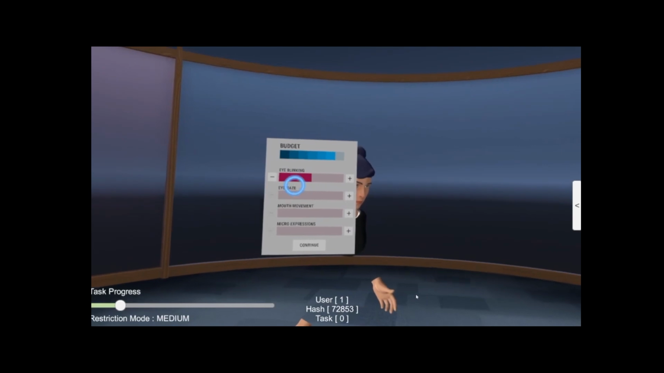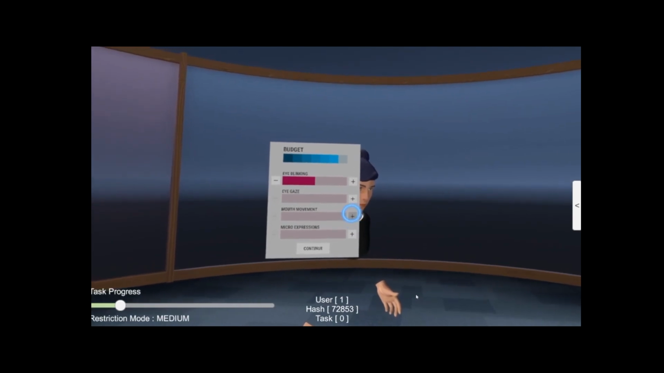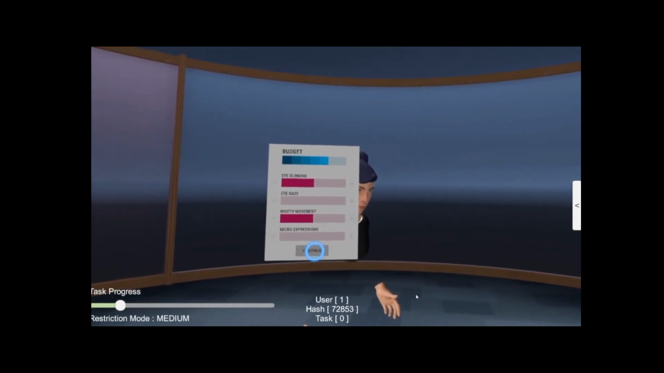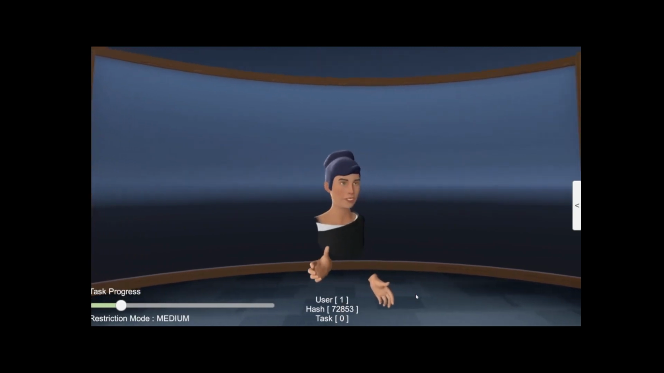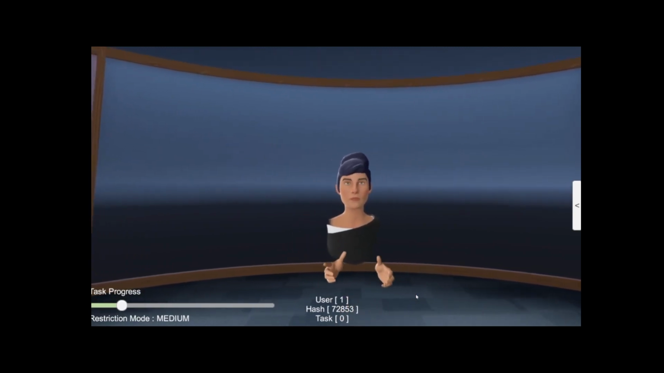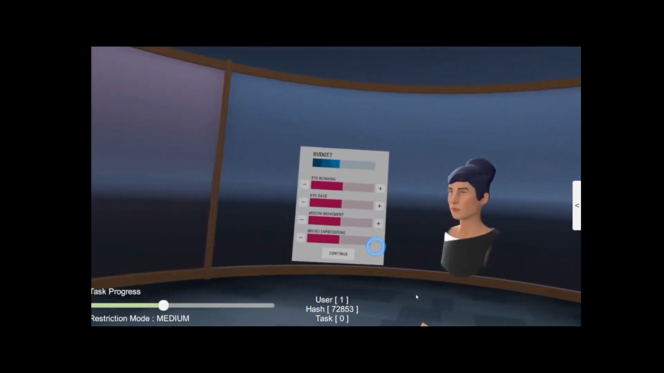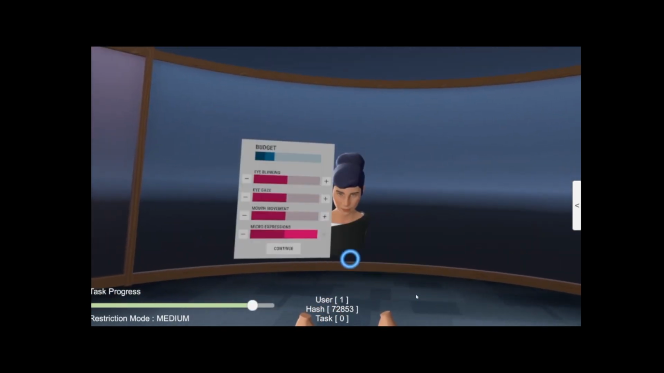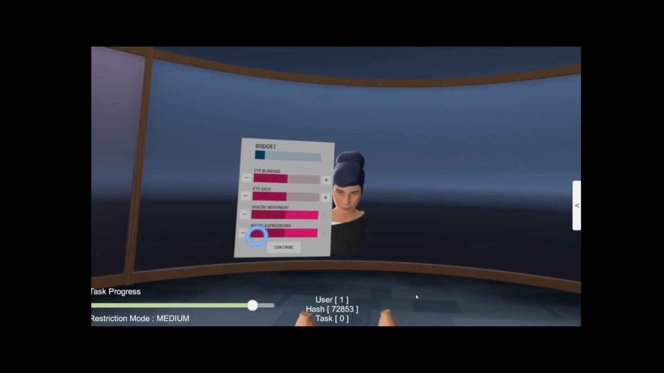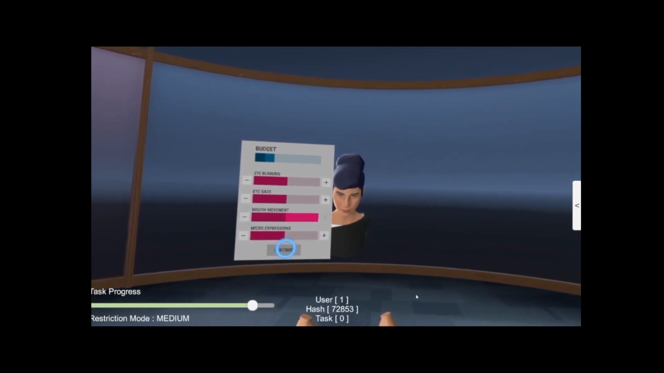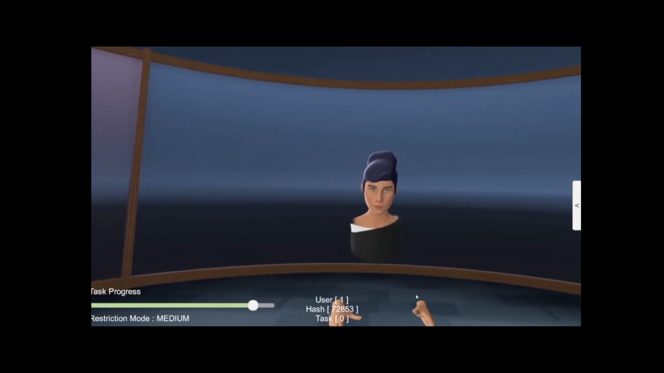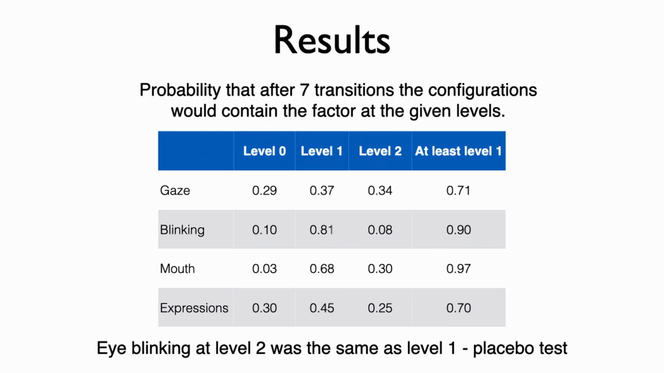And then every so often they get the chance to change something. Here, they're changing mouth movements, and then they continue. Now there's mouth movements. If I wind this forward a bit, again, now they're making another change, and so on. So it played out for a few minutes, and every so often they could make a transition.